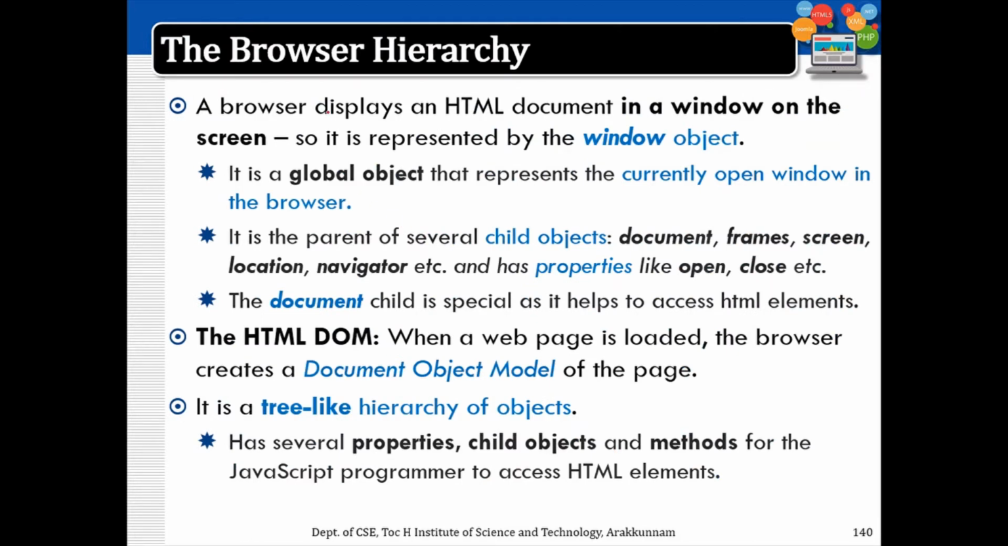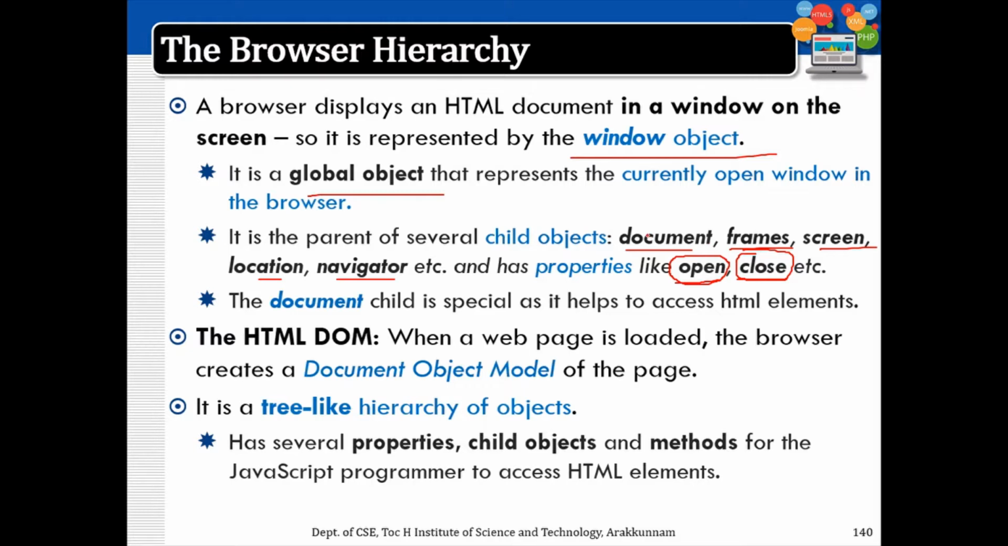Starting with the browser hierarchy, in some slides we have already seen that the window object is the base object which represents the browser in which the current document is being displayed. It is a global object and it has several child objects like document, frames, screen, location, navigator, etc. and it has methods like open, close, etc., which define opening of a browser, closing of a browser, etc.